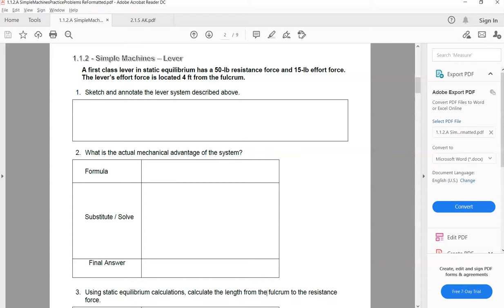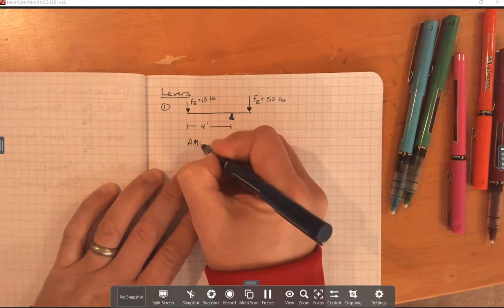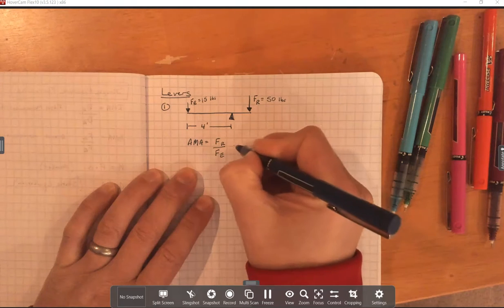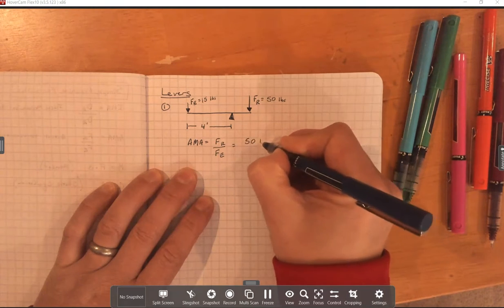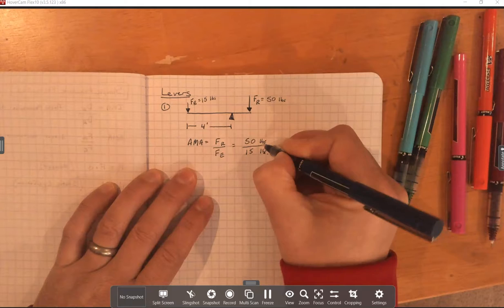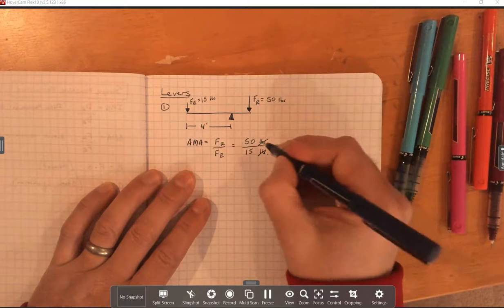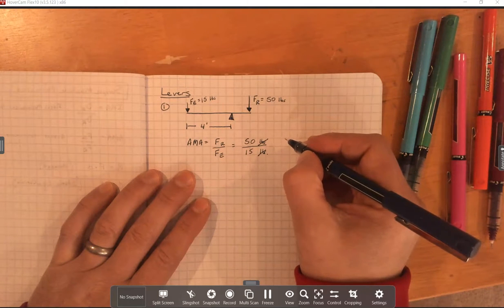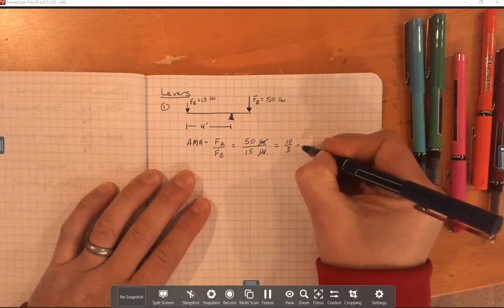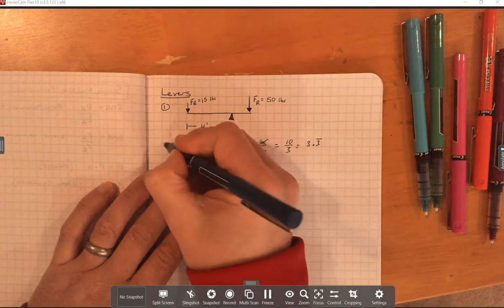Alright, number 2, they ask what is the actual mechanical advantage. So actual mechanical advantage, or AMA, is equal to the ratio of the forces, FR over FE. In this problem, we were told that we had 50 pounds of resistance force and 15 pounds of effort force. It's good to note that the units do cancel out, and mechanical advantage does not have a unit. So we end up with 50 over 15. Both of those are divisible by 5. That would be 10 thirds, or 3.3 repeating. That was question number 2.